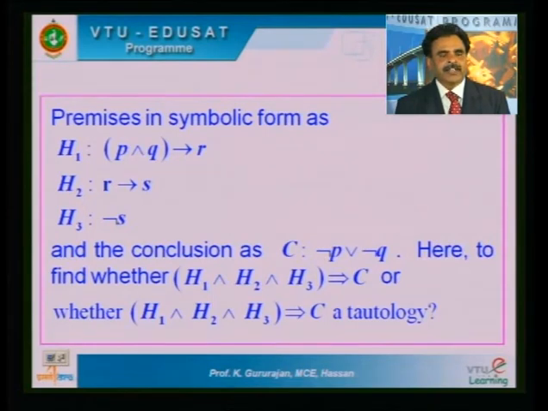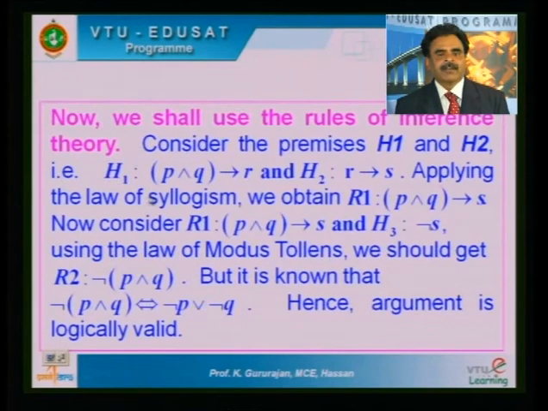So we shall proceed as follows. I can follow the law of syllogism. P and Q implies R, and R implies S. So I can come to R from P and Q, then I can come to S from R. So therefore we can come to S from P and Q, using the law of syllogism. By applying the law of syllogism, immediately I get that P and Q imply S. Call this result 1. Result 1 is: P and Q imply S.